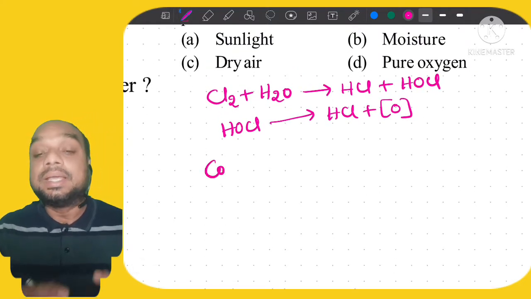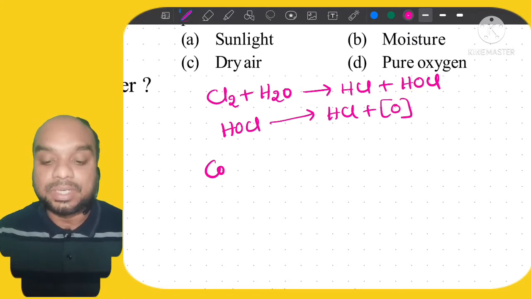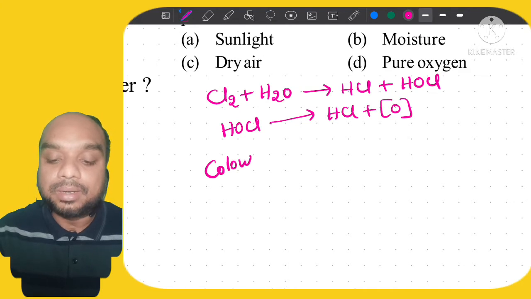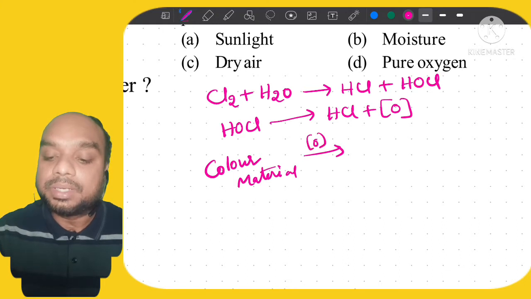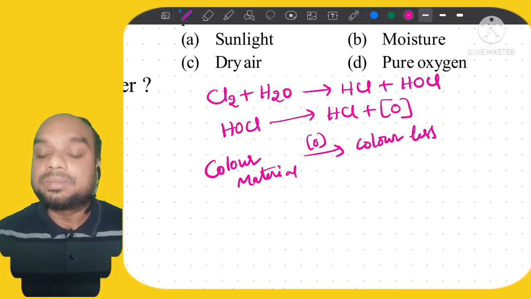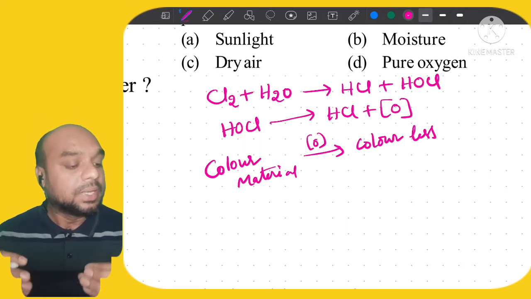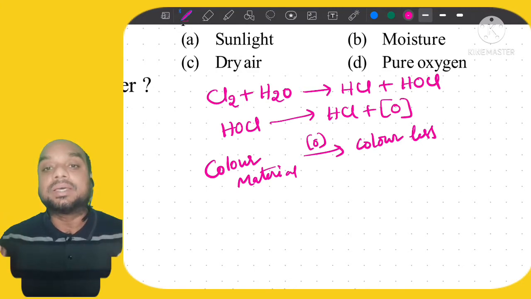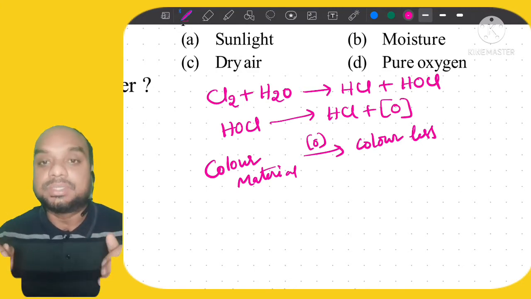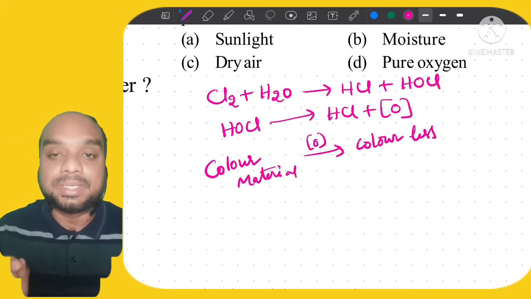Bleaching action means what? Colored material is converted into colorless material in the presence of the nascent oxygen atom. Colored material is converted into colorless material due to the presence of that nascent oxygen atom. This action is called bleaching action. To convert the color of vegetables and organic materials to colorless, we use this reaction.